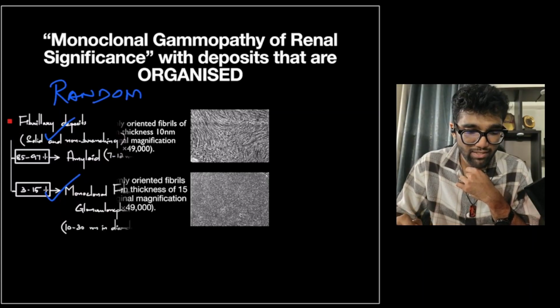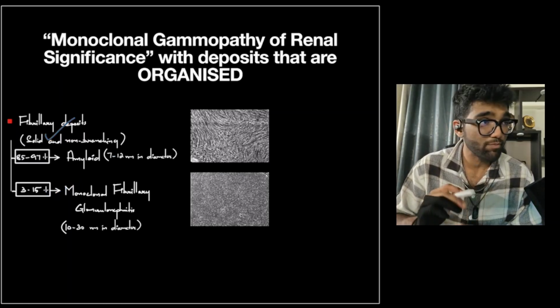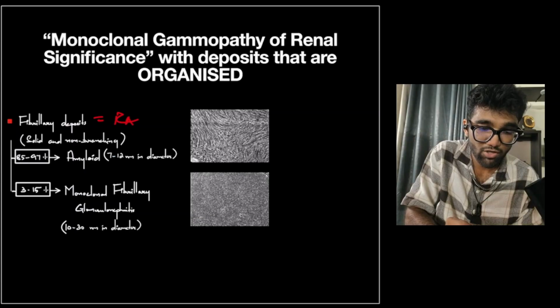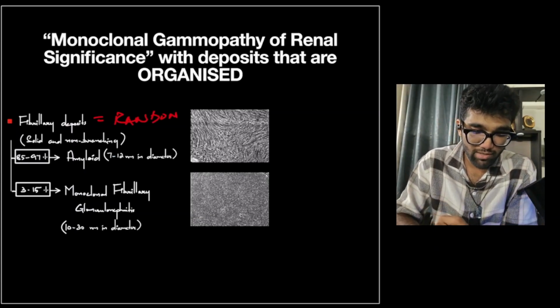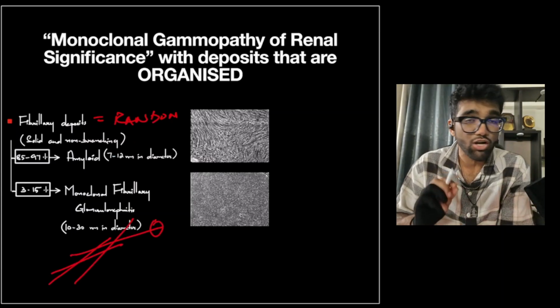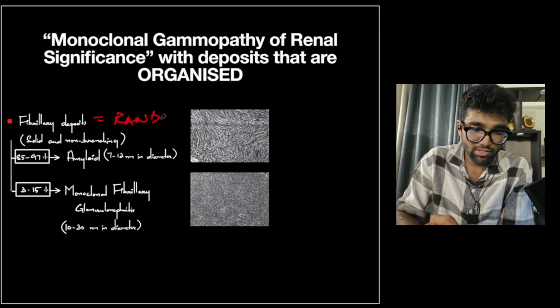On the other hand, when you have this, we call them fibrillary deposits. So fibrillary essentially equals random deposition, but on electron microscopy. Okay, and that basically means they are solid and they do not branch. So they sit like this. Also, each individual fibril is not hollow. It is a solid fibril. Now, so this is random.